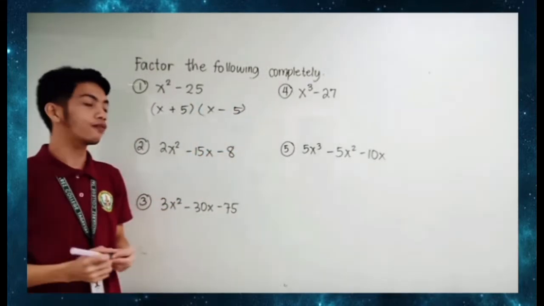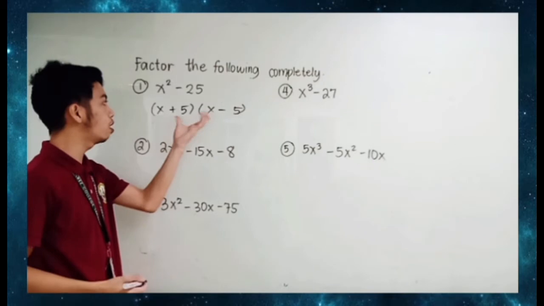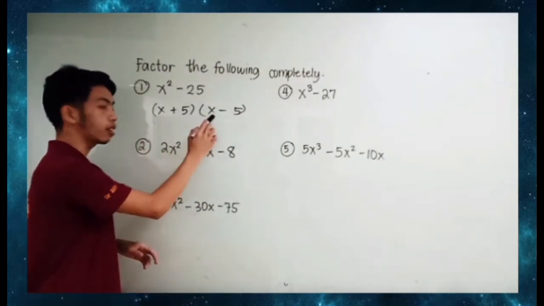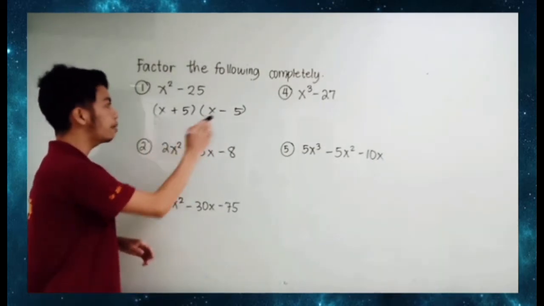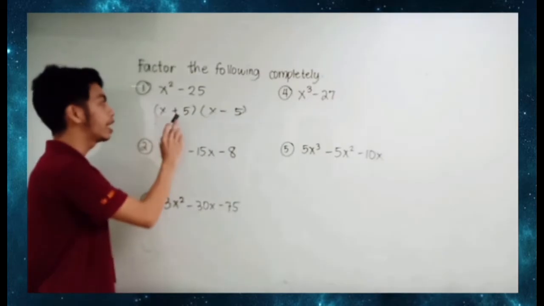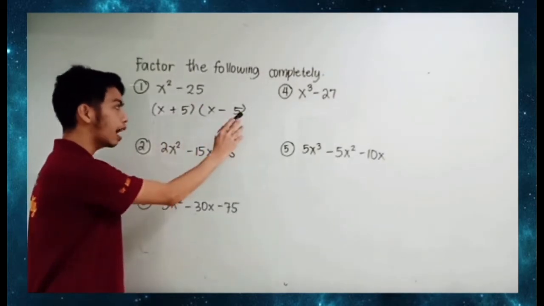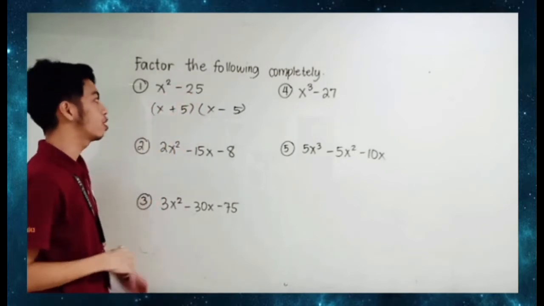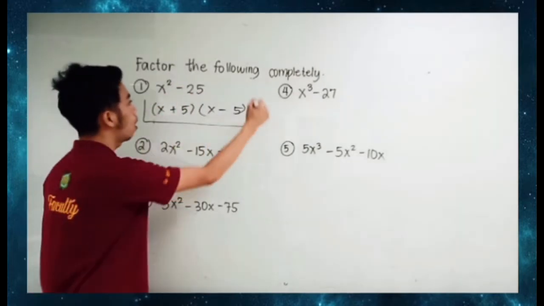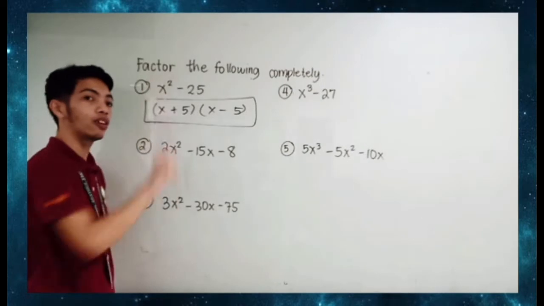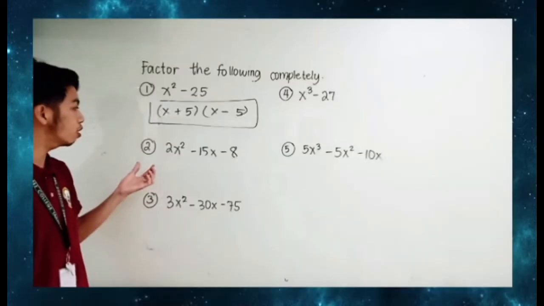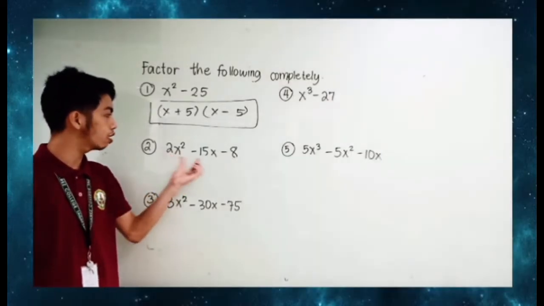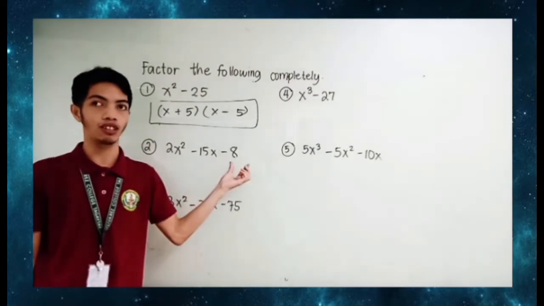To recheck the factor, so we are going to multiply it. Okay? So, you have x times x, that is x squared. Positive 5 times negative 5, that is negative 25. So, this is the factor of x squared minus 25. In example number 2, we have 2x squared minus 15x minus 8.